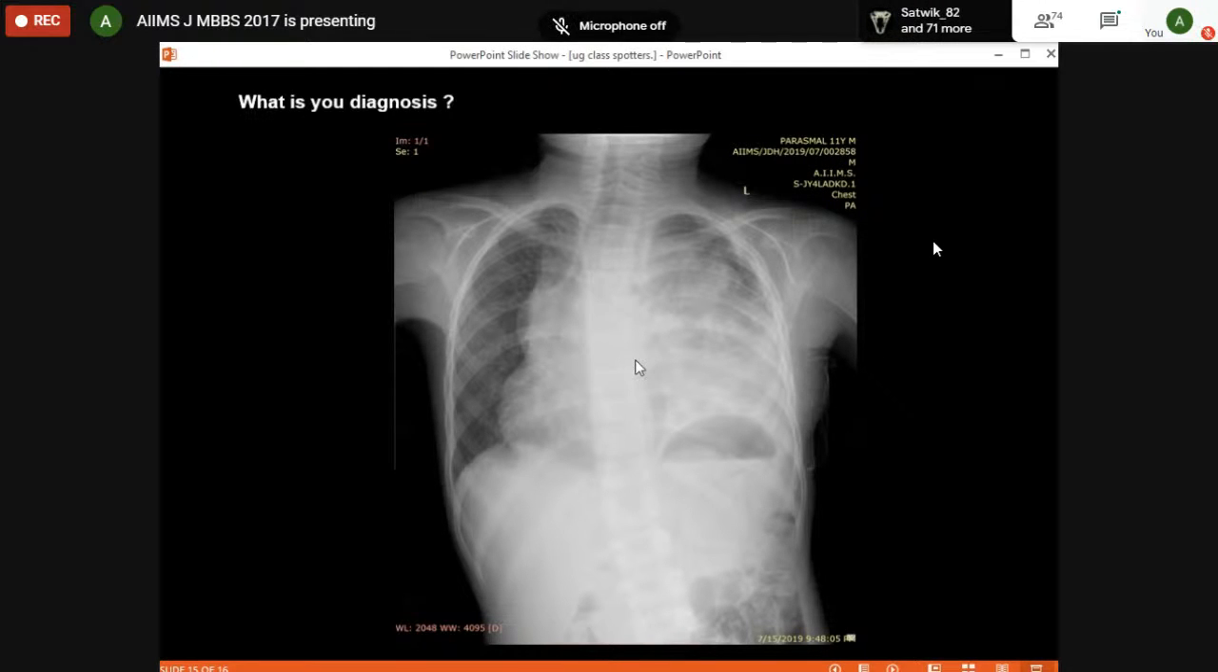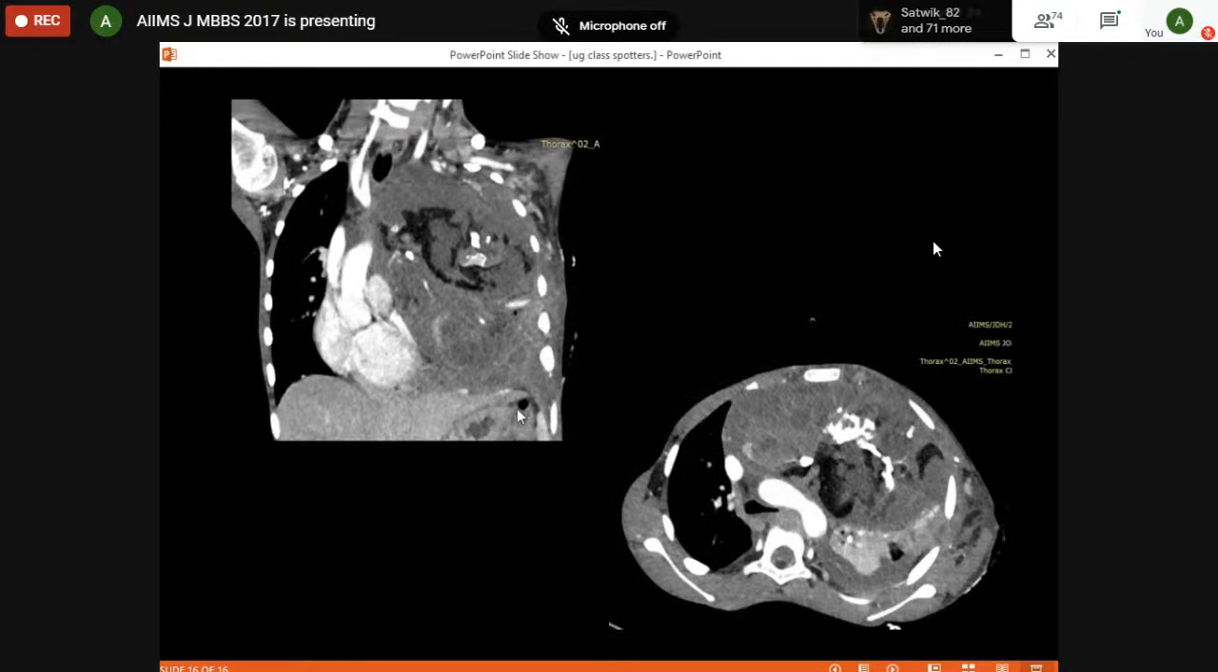So I'll show you the CT. I hope you'll all be able to diagnose it then. These are the contrast enhanced coronal and axial images of the same patient. Just look at this lesion. So what do you see? You see some foci of calcification, you see some foci of fat. What do you think this could be? This is the aorta, it is compressing the aorta.